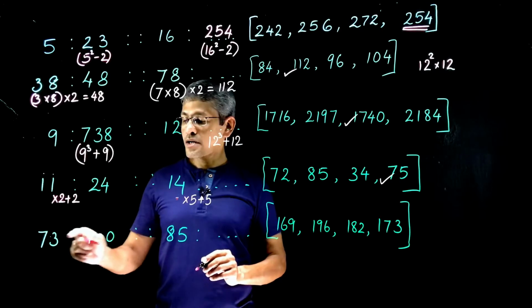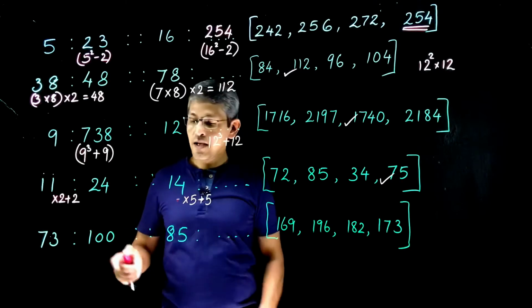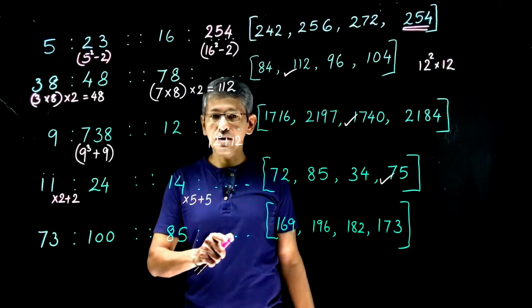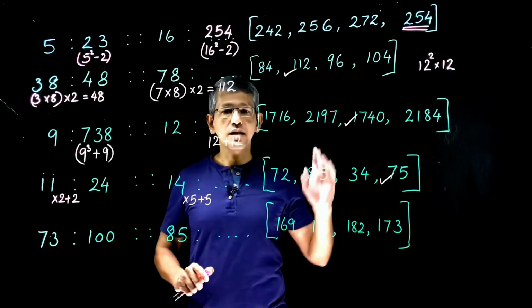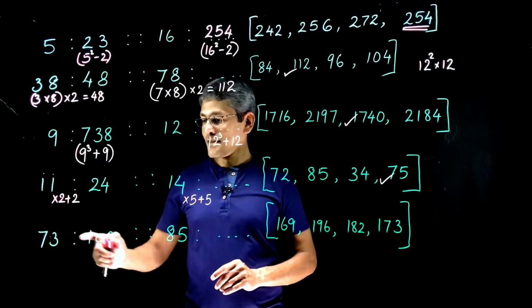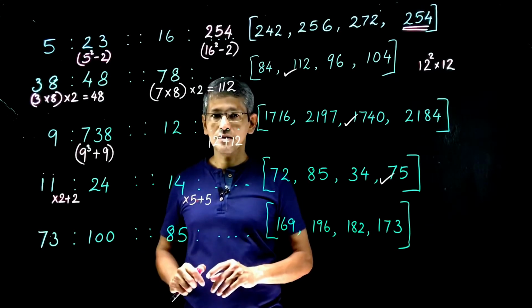73 and 100, if you take the difference, 73 plus 27, that's 100. Same way, 85 and 27, that is 112. Well, we don't have that answer. What else? Any other possibility here? Just think about it.